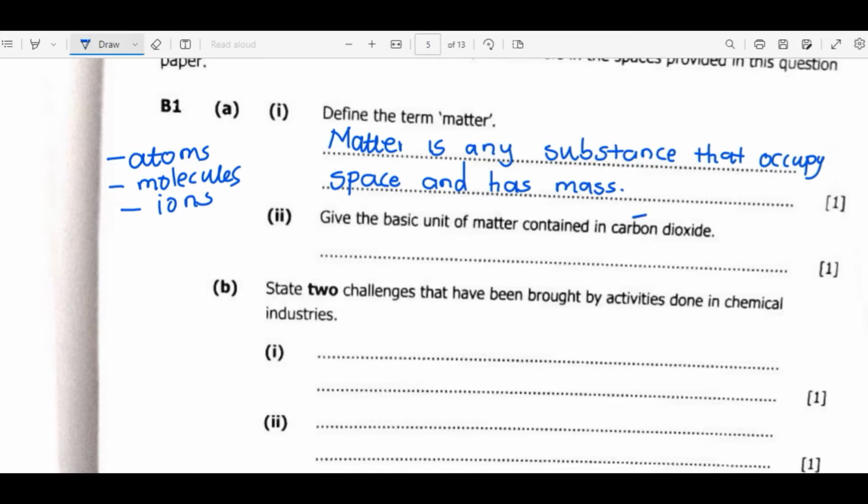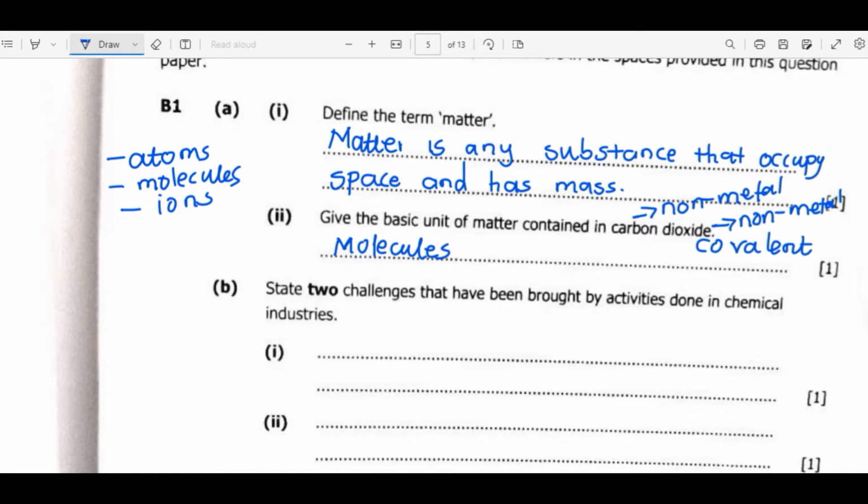Carbon dioxide has a carbon, which is a nonmetal. Then oxygen is also a nonmetal. Whenever we have a compound consisting of nonmetals, that compound is known as a covalent compound. So the question is indirectly asking us to identify what type of basic unit is found in a covalent compound. So whenever you are given a covalent compound, the answer should be molecule.